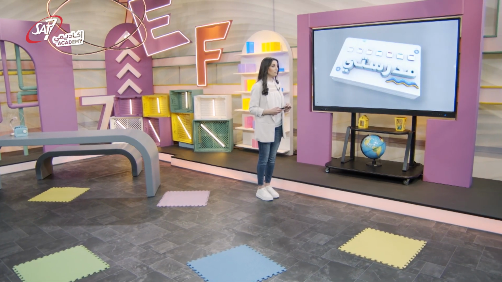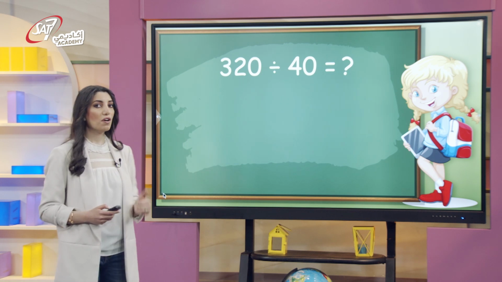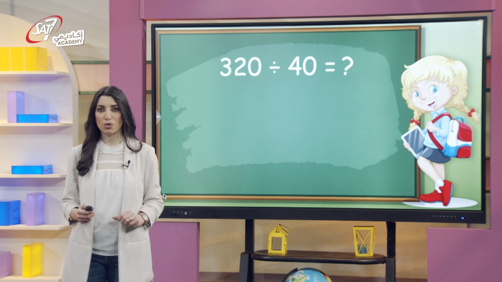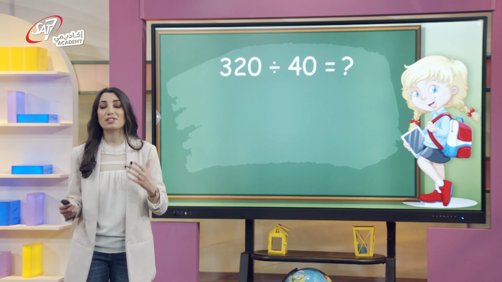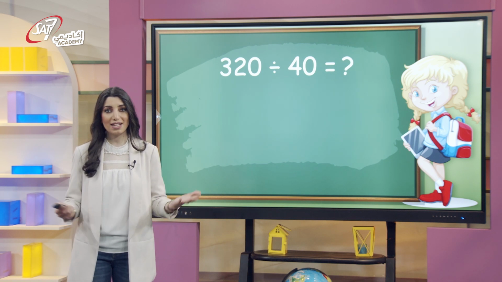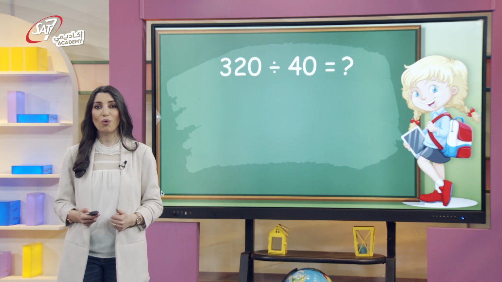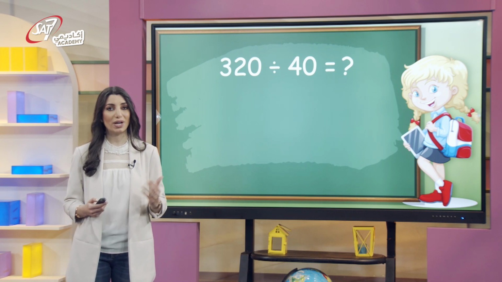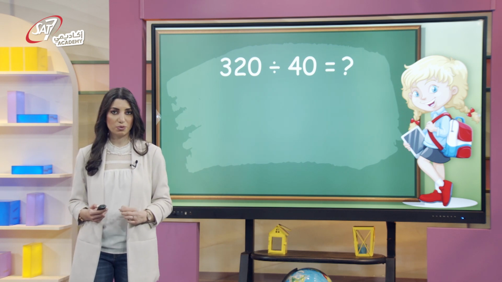In a sports club, 320 members are divided into classes of 40 people each. How many classes are there? How do we solve this? First, we ignore the zeros. We are left with 32 divided by 4. The answer is 8 because 8 fours go in 32, or 8 times 4 equals 32.